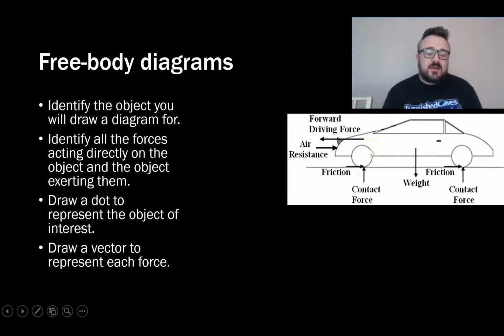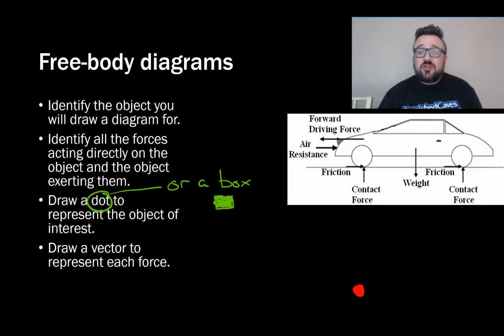It's an internal force. So we draw a dot or a box. We can draw a box to represent the object of interest. And we draw a vector, which is a line that has a very specific size as well as direction. So we draw a vector to represent each force. For example, here is our dot. Now again, as we said, this could be a box. Sometimes that's easier, and it depends on you, basically. There are some situations where you use one or the other, but at the high school level, they're fairly interchangeable.